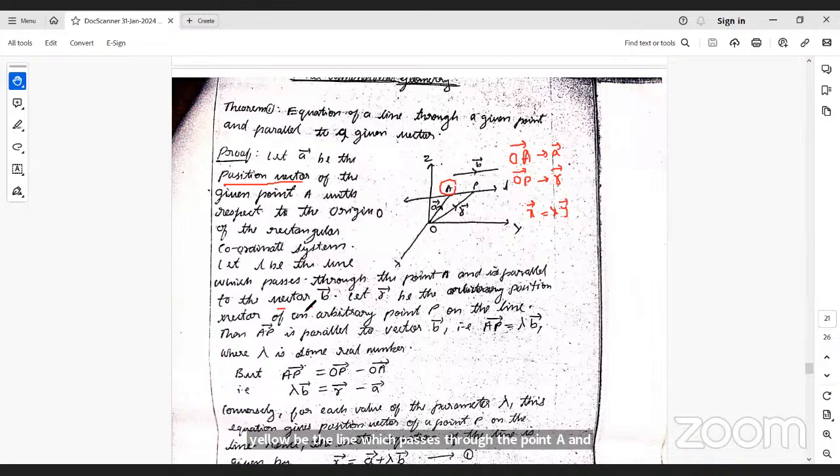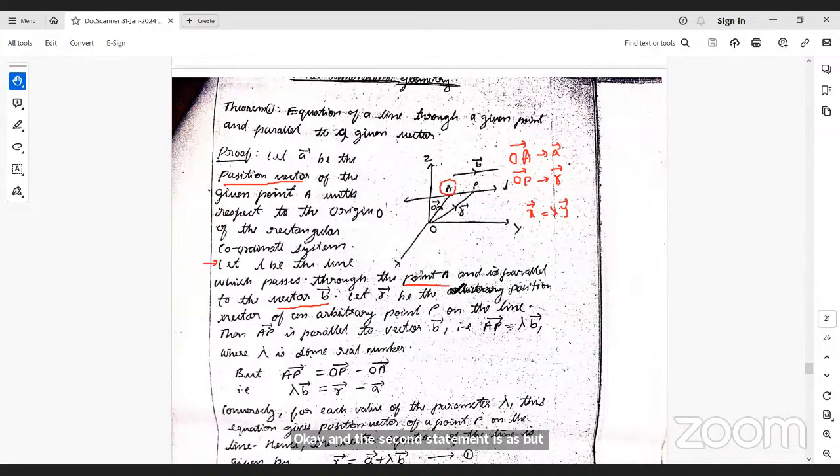So first we considered the point A and its position vector, and then we are considering the line is passing through the point A and it is parallel to vector B. And this is the second statement, as per the statement of the theorem, line and given vector.